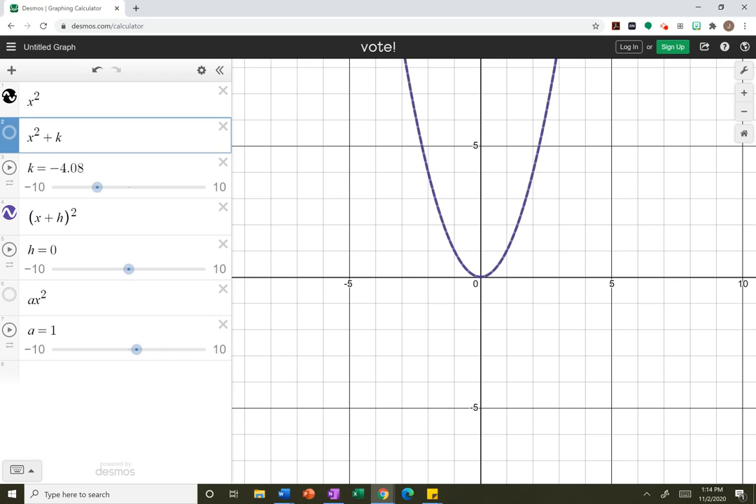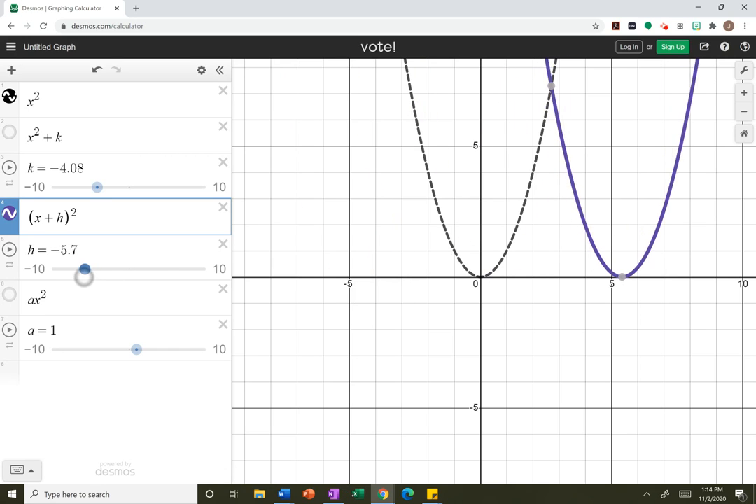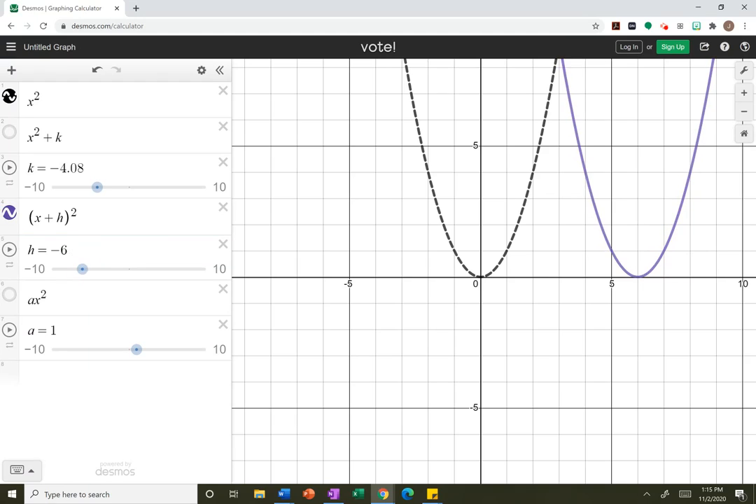So there's my parent graph. I've got x plus h squared. So let's say I made it 5. Notice the graph is moving horizontally here. But here's the annoying part. See how I have a positive 5, x plus 5? Notice it went left 5, which is kind of counterintuitive. This horizontal shift here is kind of counterintuitive. If I go to a negative 6, x minus 6, notice it actually moved to the right.